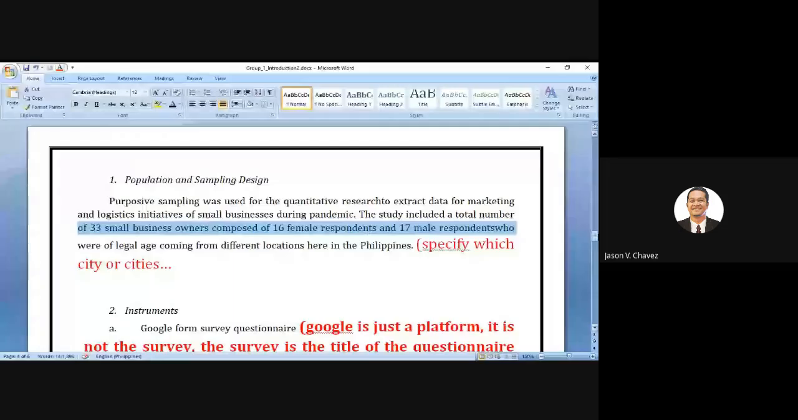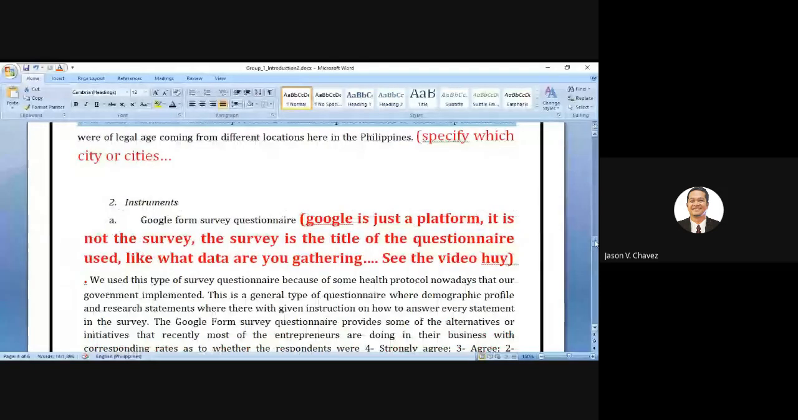Barangay, city, or Philippines. If it's multiple cities, then you can put city and Philippines. Instrument. Okay, it says here Google Form Survey Questionnaire. Okay, the title of your survey is not the Google Form Survey. Google is just a platform.